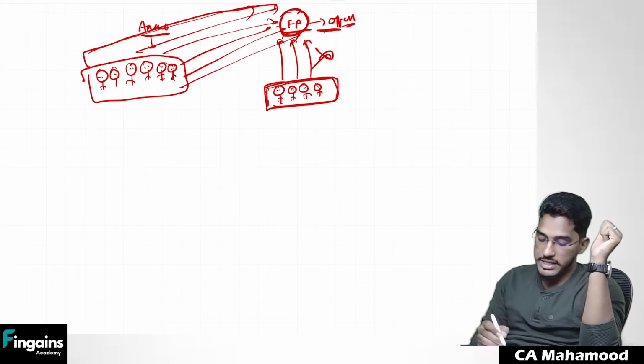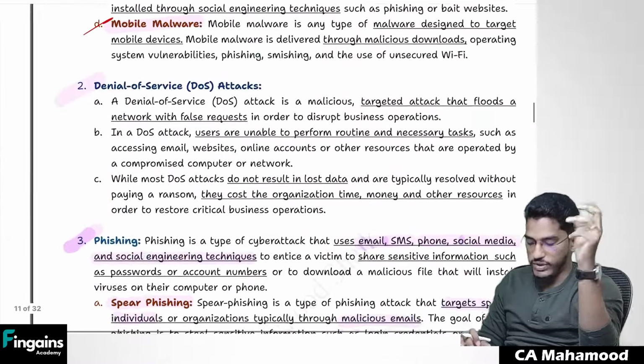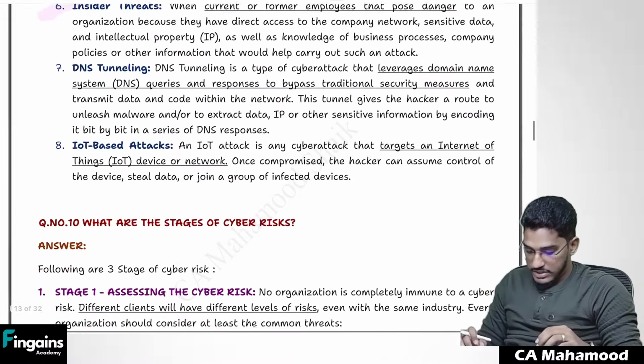Clear everybody? The same thing is in the description so that you can refer to it and read it. Denial of service is very easy to understand. Next, what else do we have?